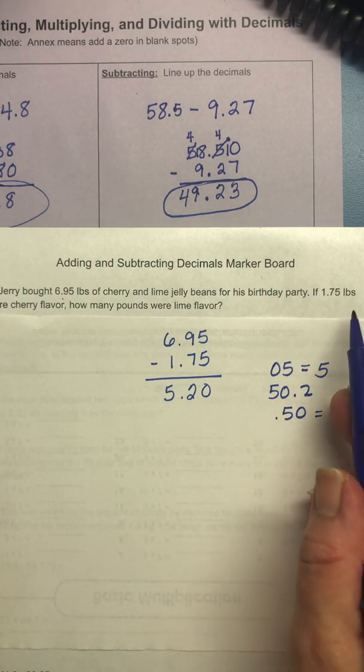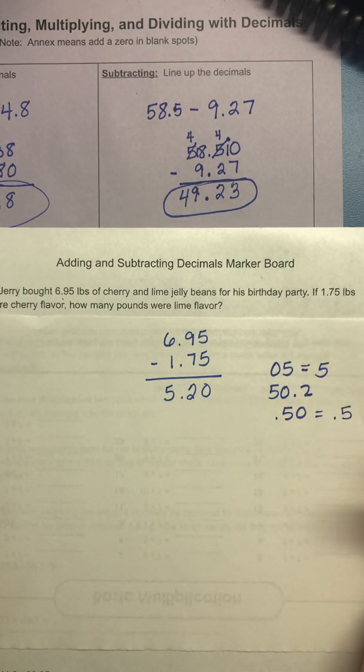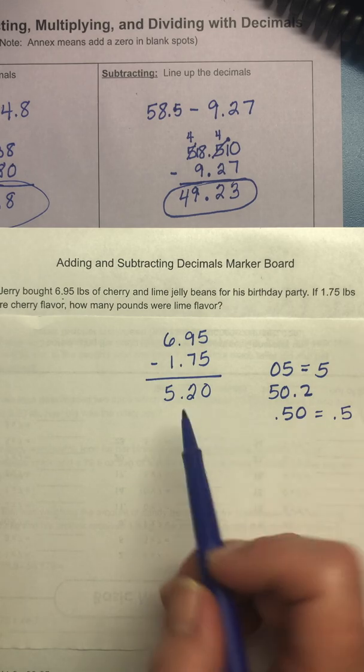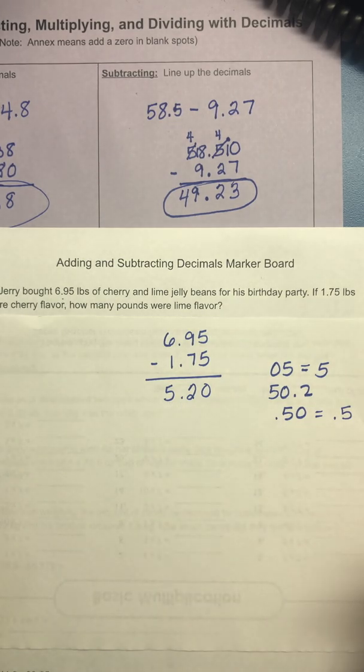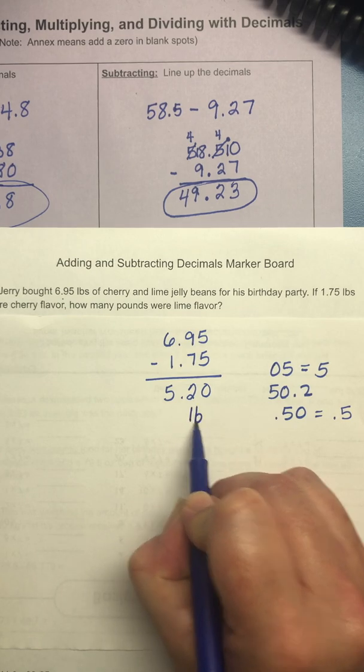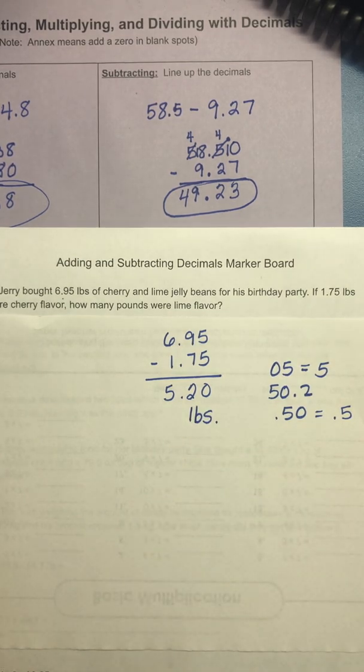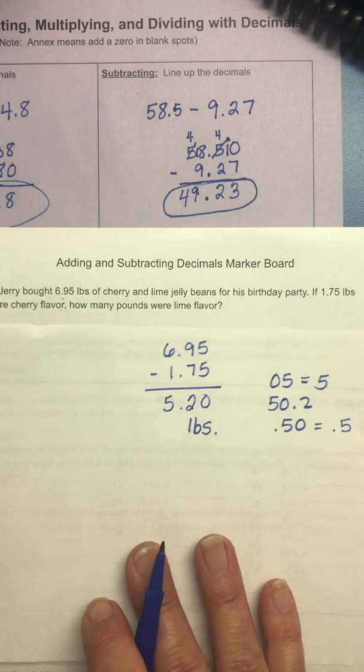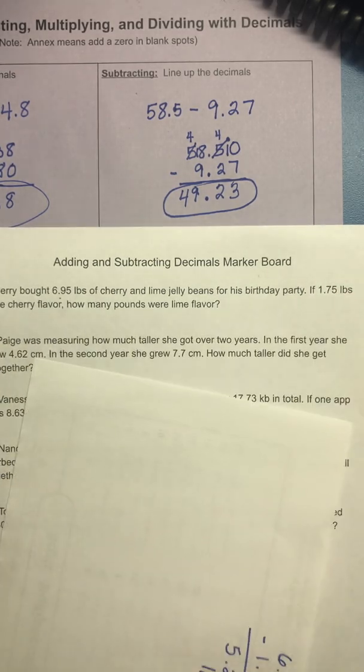But don't forget, we're working on a word problem, so we need to label. I need to know 5.20 what? Well, 5.20 pounds. Okay? So now I want you to try this one on your own.